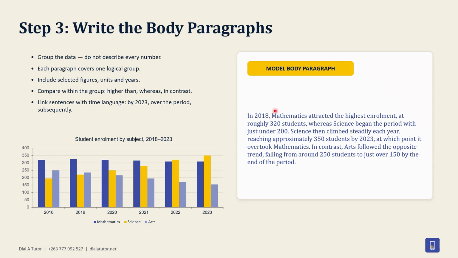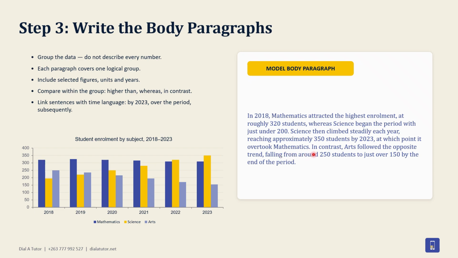Now let's have a look at the model paragraph here. In 2018, mathematics attracted the highest enrollment at roughly 320 students, whereas science began the period with just under 200 students. Science then climbed steadily each year, reaching approximately 350 students by 2023, at which point it overtook mathematics.